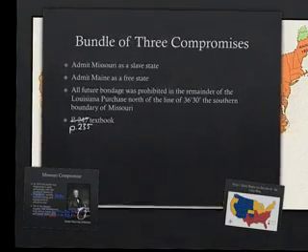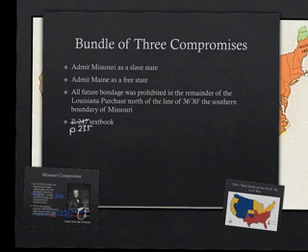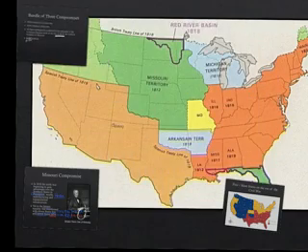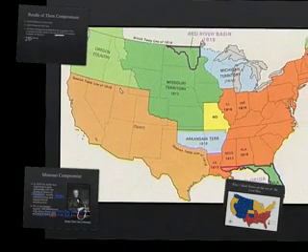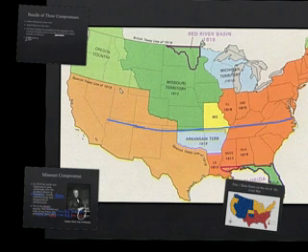So the next compromise is extremely important. A line is drawn. A line is drawn at 36°30'. All future bondage was prohibited in the remainder of the Louisiana Purchase north of 36°30'. So let's take another look at this map here. 36°30'. Let's draw a line right here.